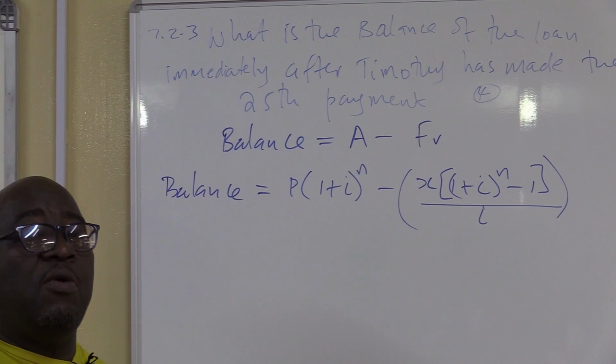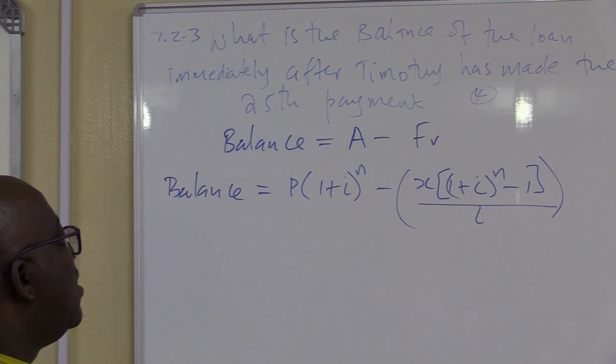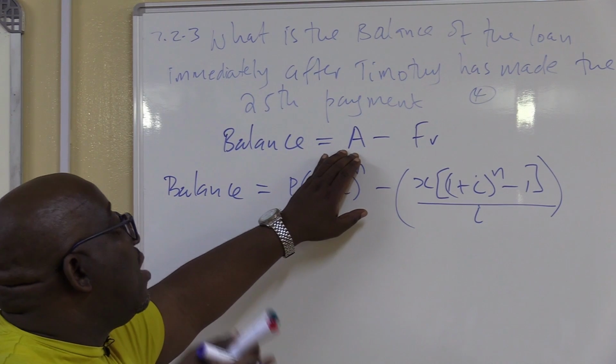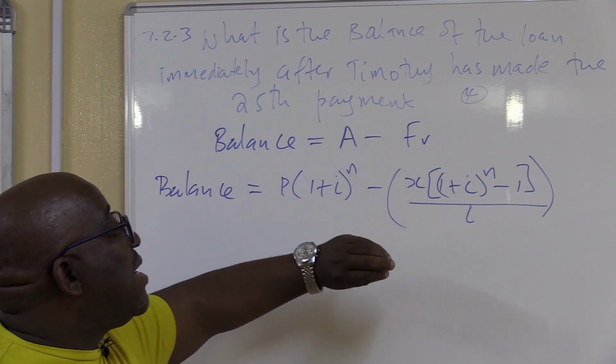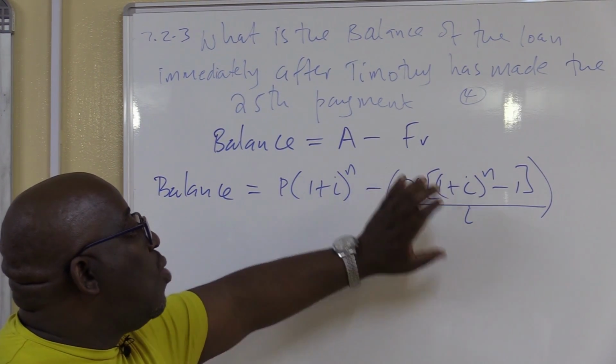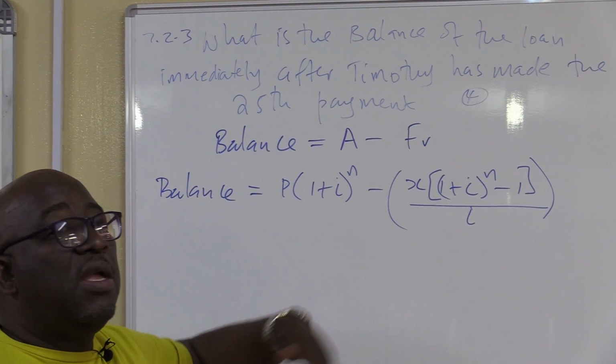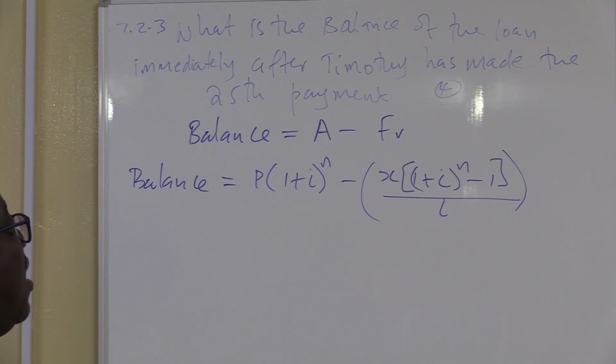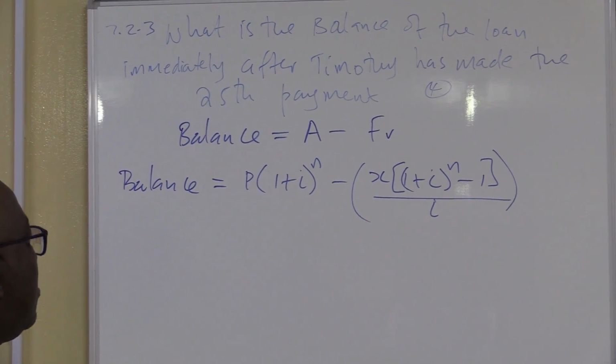After this, I will show you another way of doing the same thing, the balance. It is the loan that I owe you. It grows because I'm not paying for it, but I'm investing somewhere. So what I've invested at a particular time should be some other amount of money. Then I subtract the FV from A.